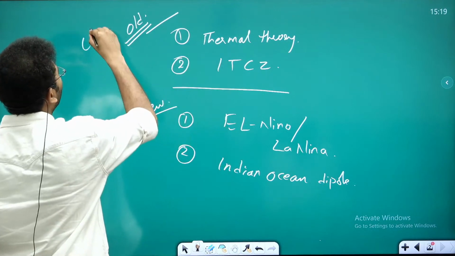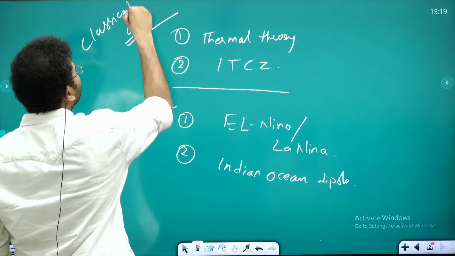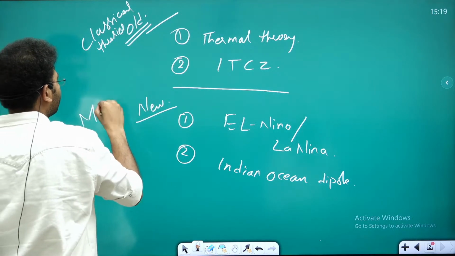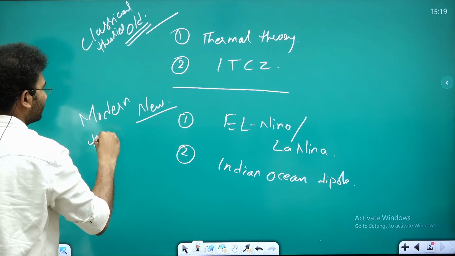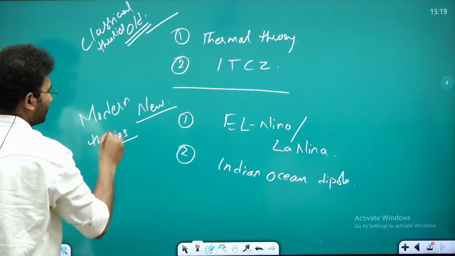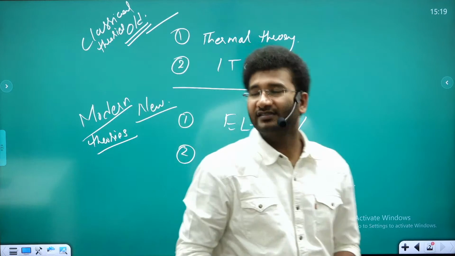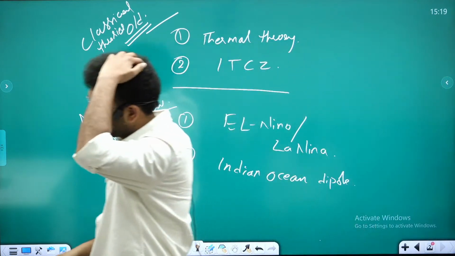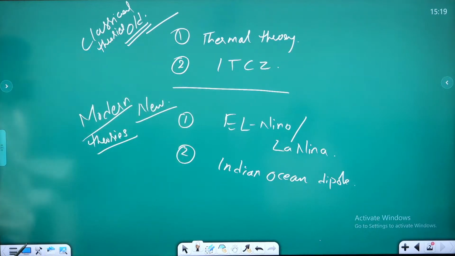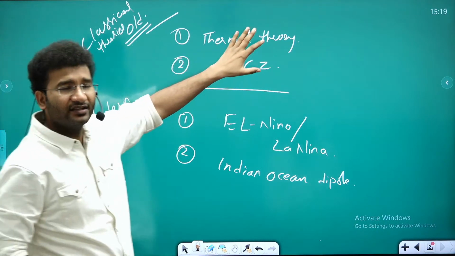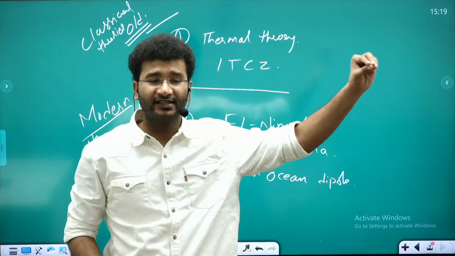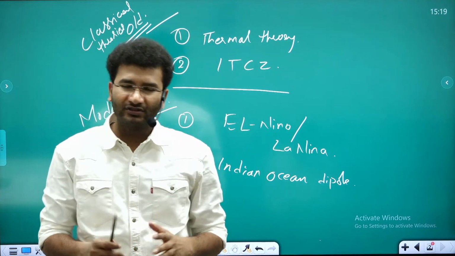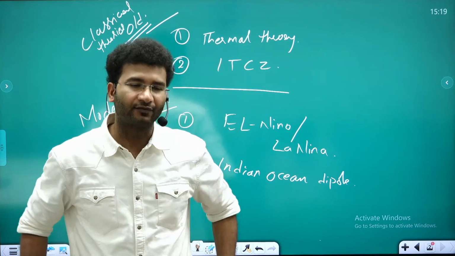Now the old theories are also called classical theories, and these are called modern theories, right? These are classical theories and these are modern theories. Now there is a fundamental difference between a classical theory and a modern theory. These classical theories are quite old theories. They were given in the 1900s, 1890s at that time. But even today most of the textbooks have not updated themselves, right?